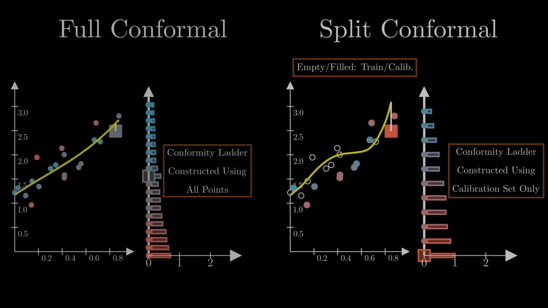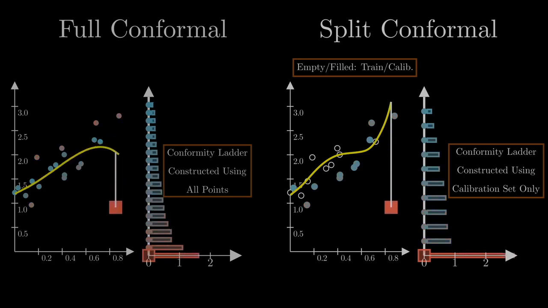With the full conformal method, all points are used in constructing our conformity ladder, and their conformity varies as the square is moved around. Whereas with split conformal methods, only the calibration points and, of course, the test point itself are used for constructing the conformity ladder.